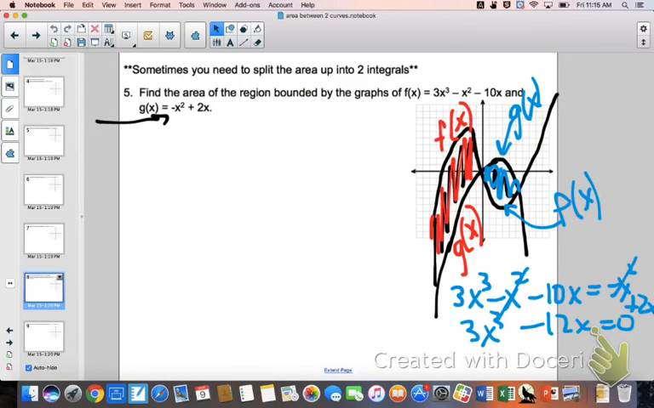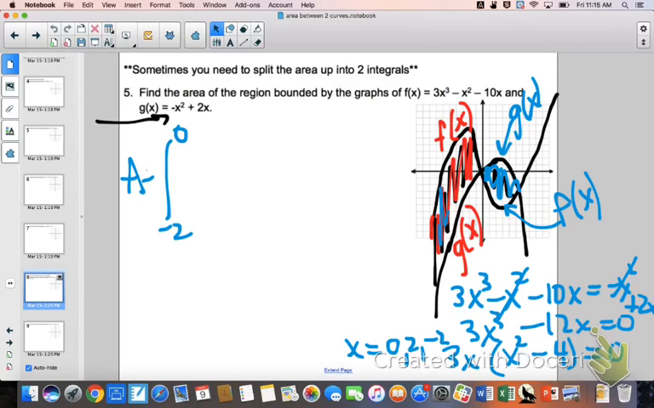Take out a 3x, you're left with x squared minus 4. So you know they're going to meet at 0, at 2, and at negative 2. Okay? x equals 0, 2, and negative 2. Now, this red region, no, it's getting colored blue, goes from negative 2 to 0. So your area, you have from negative 2 to 0.